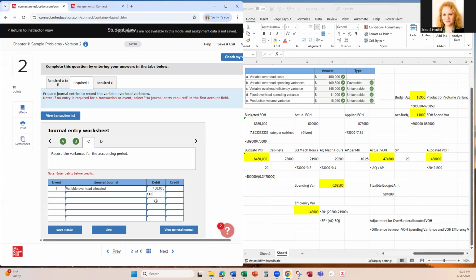I'm doing that one next because it's a debit, and you have to do all of your debit lines first, and then your credit lines after, when you're making your journal entry. So this is our variable overhead efficiency variance. And then we'll go ahead. We know this other variance is going the other direction, for 109,000. So we'll go ahead and do that one next. So this is going to be our variable overhead spending variance.